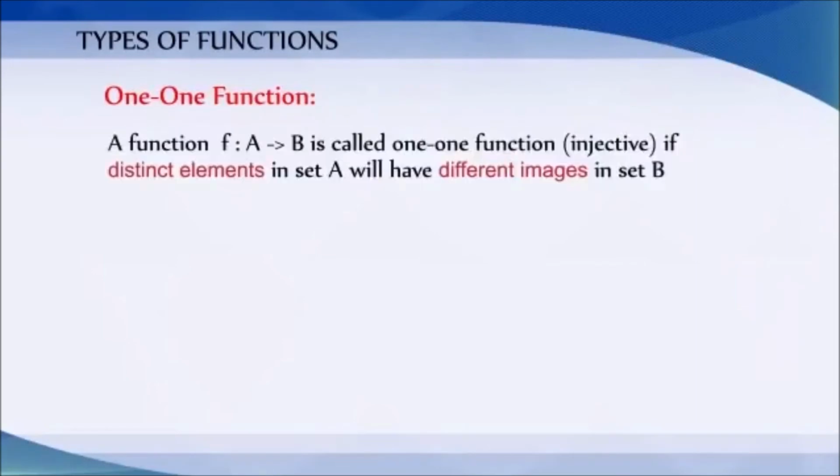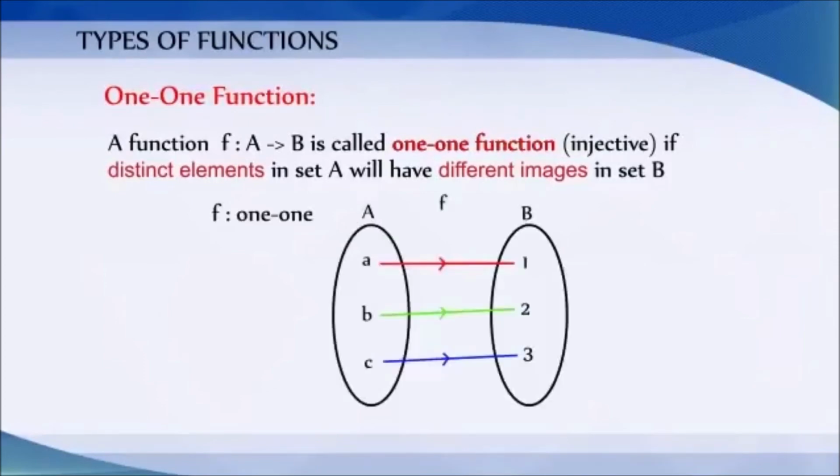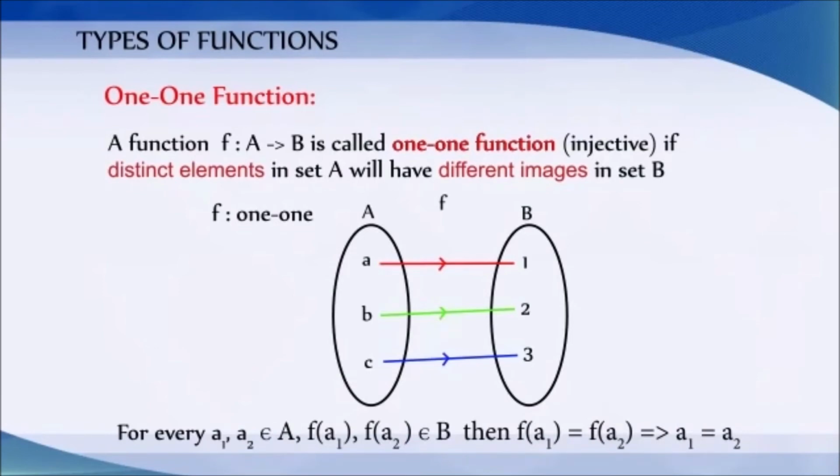Types of functions. One-to-one function. A function f from a set A to the set B is called one-to-one or injective function if distinct elements in set A have different images in set B. In this given example, the distinct elements of set A, that is a, b, c, have different images in set B. In other words, for every a1, a2 belongs to A, and f of a1, f of a2 belongs to B, if f of a1 is equal to f of a2, then a1 is equal to a2.